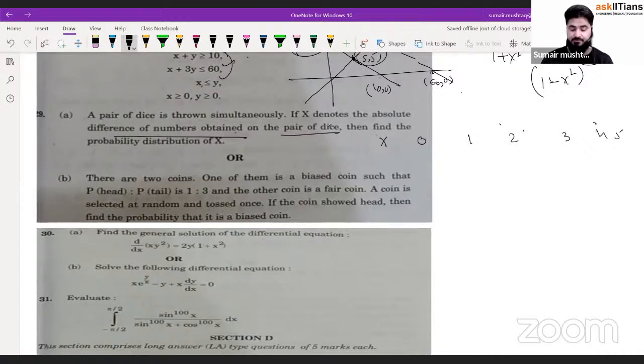How to get the 0? Yes, I can get the 0 when both the dice show doublets, and there are 6 ways to get the doublets: 1,1, 2,2, 3,3 and so on. So this is 6 by 36, isn't it?